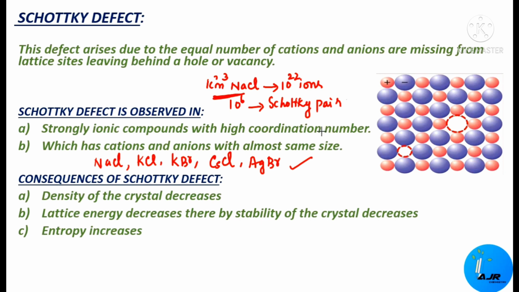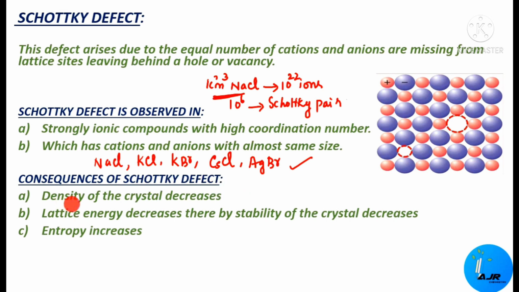So, one Schottky defect can be seen in 10 to the power 16 ions, understood, students? So, the next important thing is consequences of the Schottky defects. What are the significances? What are the things that happen when a Schottky defect is observed in a crystalline solid?